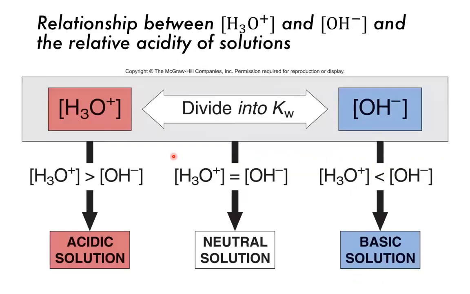So the relationship between H3O plus and OH minus and the relative acidity of solutions can be seen here. If we want to know the concentration of either H3O plus or OH minus, we can divide into Kw, Kw being our special water equilibrium constant. If we find out that the concentration of H3O plus is greater than the concentration of OH minus, then we have an acidic solution. If they're the same, we have a neutral solution. And if the hydronium ion concentration is less than the hydroxide ion concentration in solution, we have a basic solution.